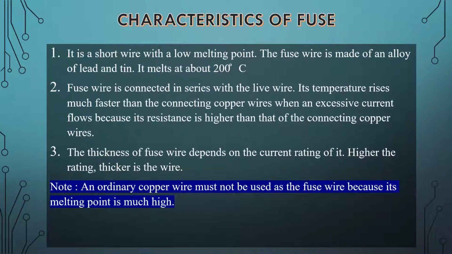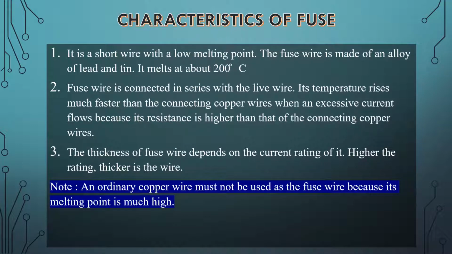Children, we have already seen what an electric fuse is and what the purpose of a fuse is. So now coming to the topic, characteristics of a fuse. First one, fuse wire is a short wire with a low melting point and it is made up of an alloy of lead and tin. It melts at about 200 degrees Celsius.